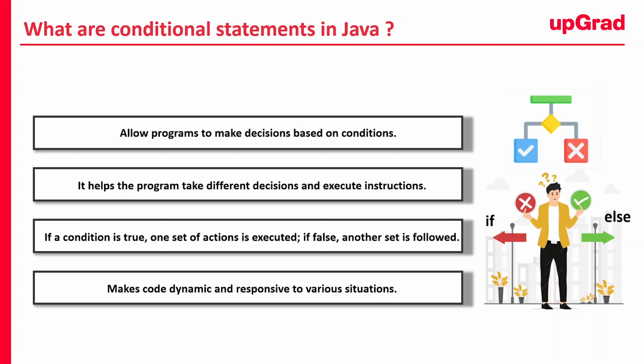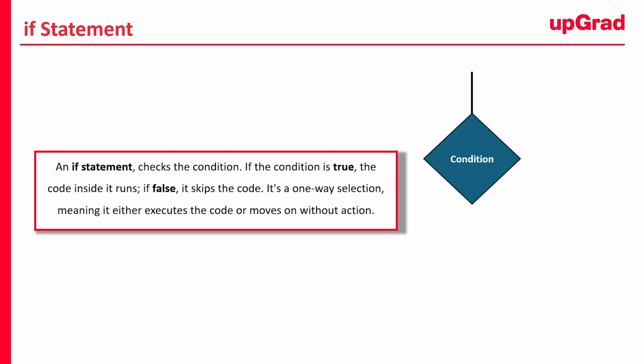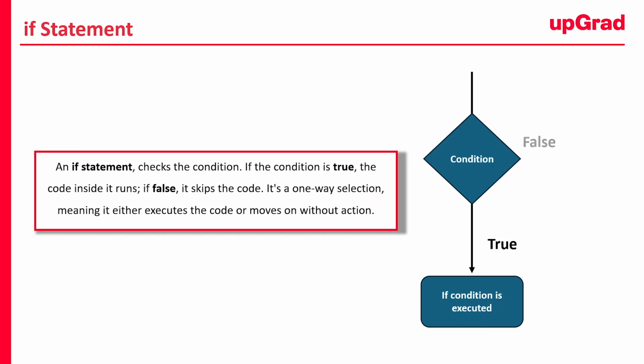Now let's understand the if statement first. Imagine the if statement as a gatekeeper in your program. It checks a condition, and if that condition is true, it lets you run the code inside it. It's called a one-way selection statement because it only goes one way. Either the condition is met and the code executes, or nothing happens at all. So when you use an if statement, you're basically saying, check this condition. If it's true, execute the following code, and if it's not true, just skip it and move on.